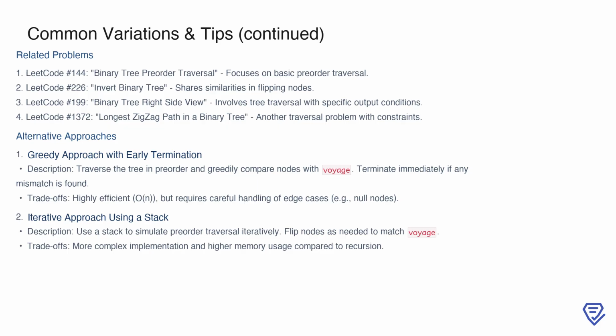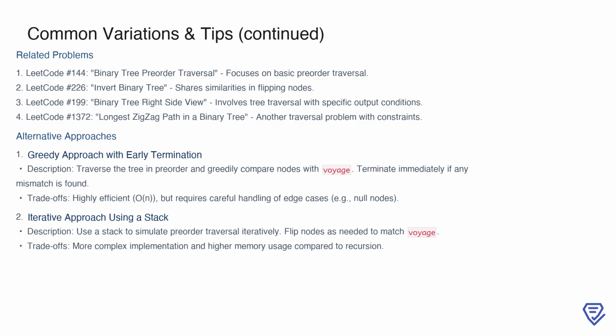This problem connects to several other tree-related problems on LeetCode. For example, LeetCode number 144, Binary Tree Preorder Traversal, focuses on the basics of preorder traversal, which is fundamental here. LeetCode number 226, Invert Binary Tree, involves flipping nodes and shares some conceptual similarities. LeetCode number 199, Binary Tree Right-Side View, is another traversal problem but with specific output conditions. Lastly, LeetCode number 1372, Longest Zigzag Path in a Binary Tree, also explores traversal under constraints.